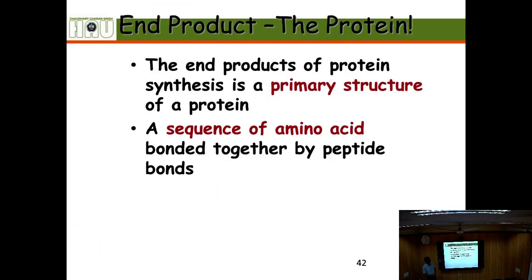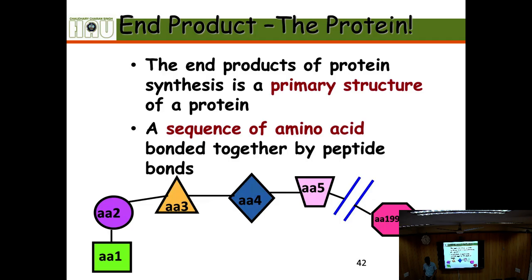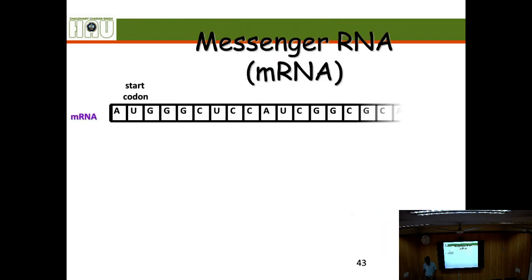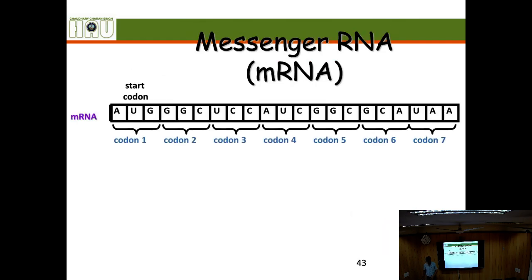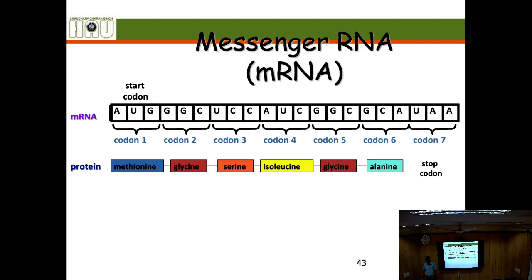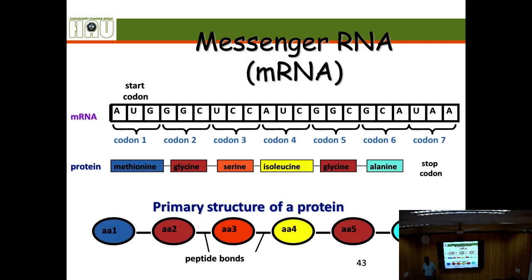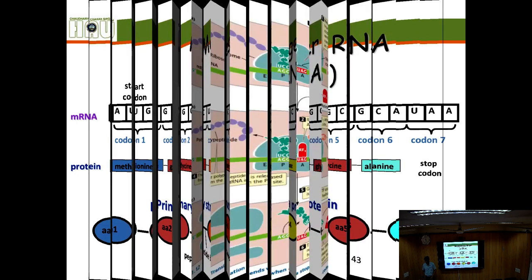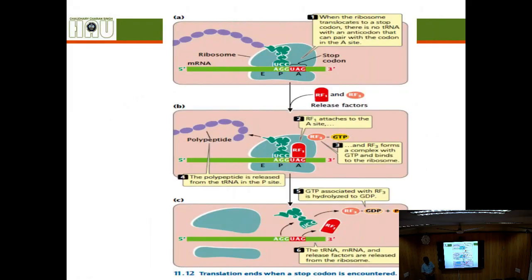The end product of protein synthesis is the primary structure of a protein, a sequence of amino acids bonded together by peptide bonds. So if you see this summary, this is the mRNA, then you have the protein, and this is the primary structure of the protein. This is the last step, the termination of protein synthesis.